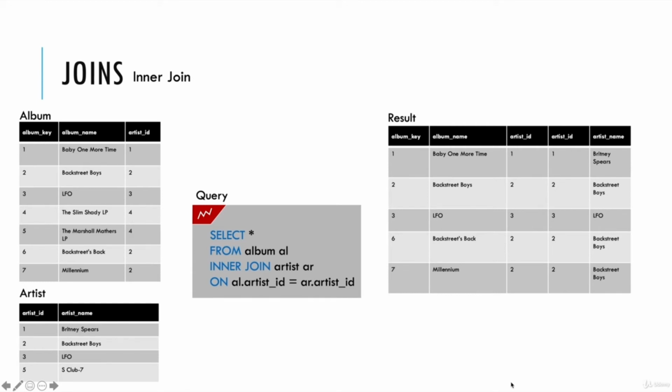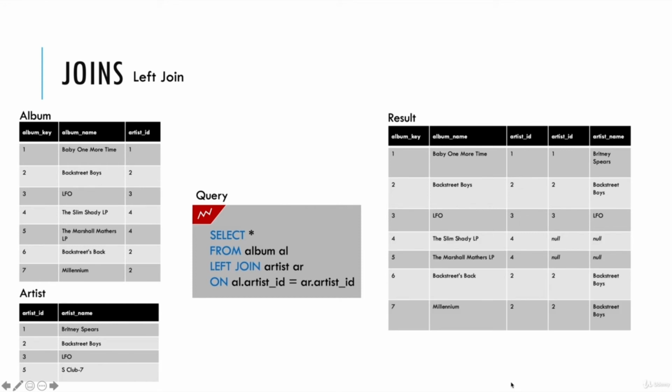Now, let's say we wanted all of the albums, even if we didn't have the artist information. In that case, we would keep our query almost exactly the same as it was before, but instead of the keyword inner, we're going to use the word left join, and you'll see how that adjusted our result. If you look at the middle of our result table, we now have album key 4 and 5, which have Slim Shady LP and the Marshall Mathers LP. We have the artist ID, but the second artist ID is null and the artist name is null.